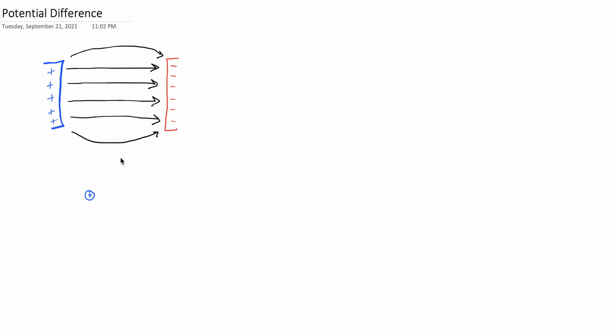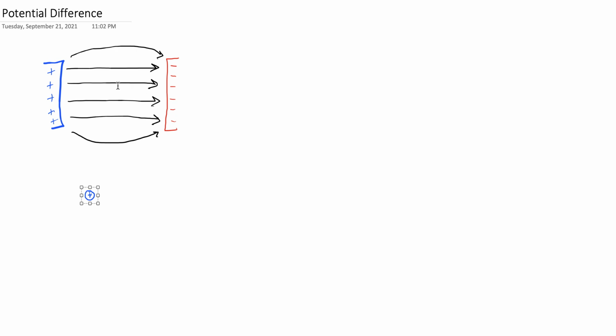Everybody. Today we're going to be talking about potential difference and how that relates to electricity, and the effects that a difference in potential from positive to negative can have on charges. So I have set up a parallel plate system here. I have a plate of positive charge and a plate of negative charge. That's similar to what we created using our fly sticks in class.